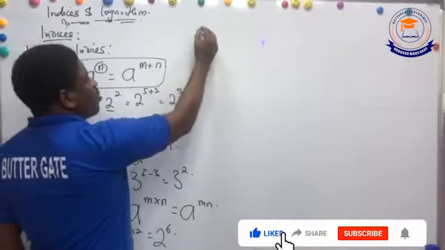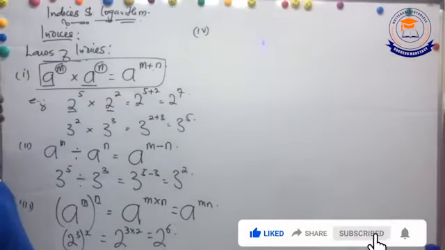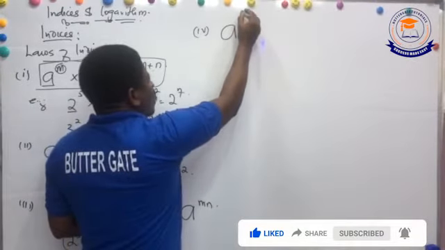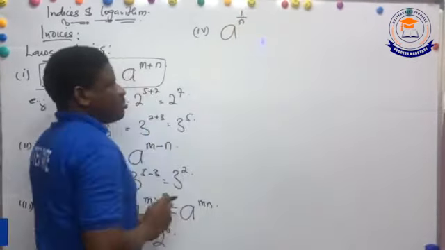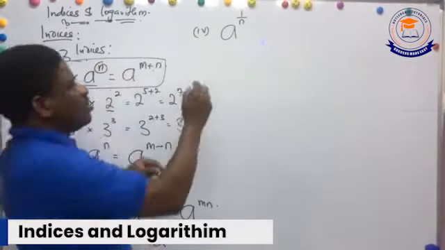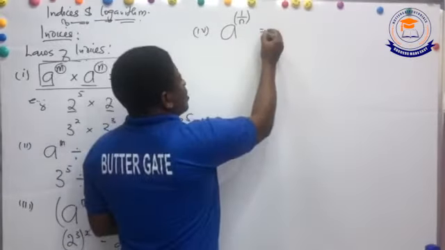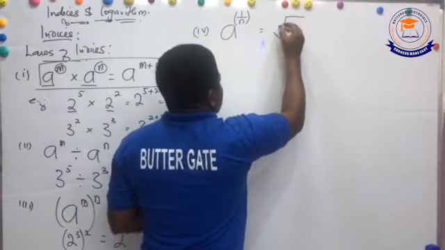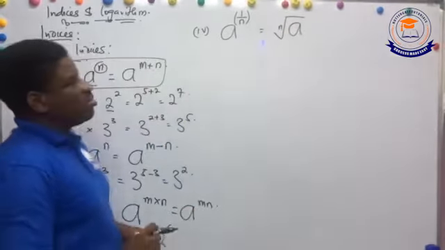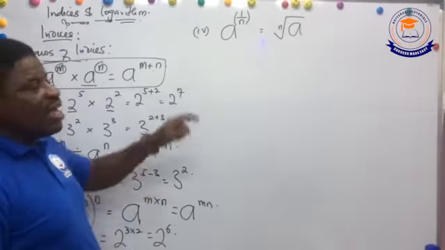Then we have the fourth law. The fourth law of indices is that if you have a raised to the power of 1 over n, where the power is a fraction, the law says that it will be the nth root of a. A raised to the power of 1 over n is the nth root of a.